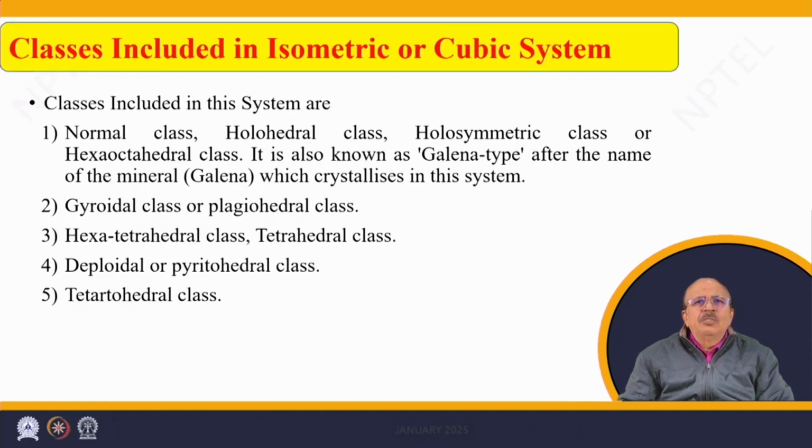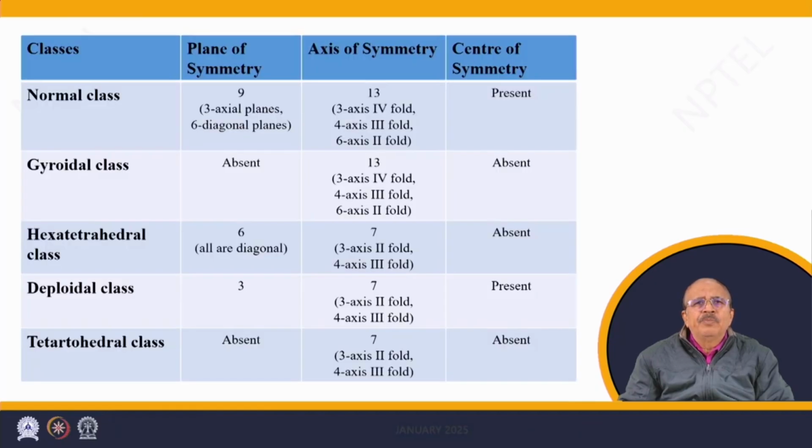Now the classes included in the isometric or cubic system. The normal class, holohedral class, holosymmetric class or hexa-octahedral class. It is also known as galena type after the name of the mineral galena which crystallizes in this system. The next class is the gyroidal class or plagiohedral class. Then the hexatetrahedral class, tetrahedral class, diploidal class or pyritohedral class, and tetartoidal class. These are the classes within the isometric system.